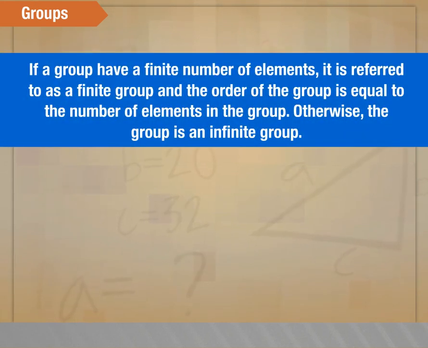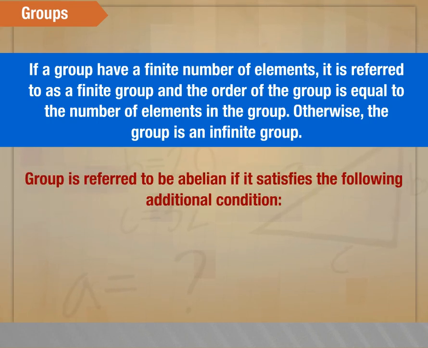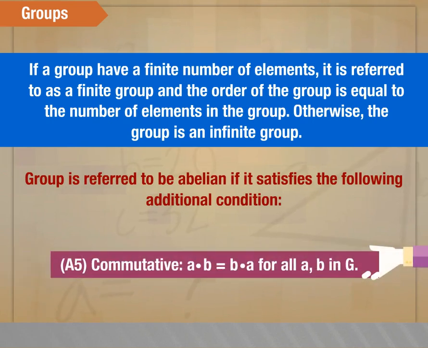If a group has a finite number of elements, it is referred to as a finite group, and the order of the group is equal to the number of elements in the group. Otherwise, the group is an infinite group. A group is referred to as abelian if it satisfies the following additional condition. A5. Commutative. a · b is equal to b · a for all a, b in G.